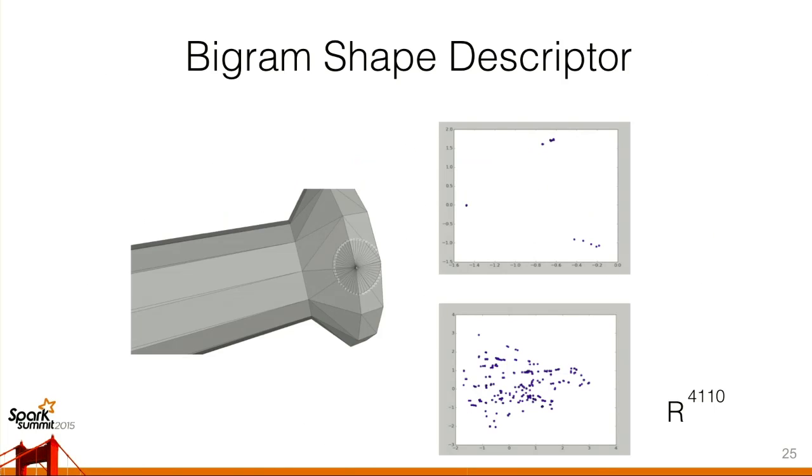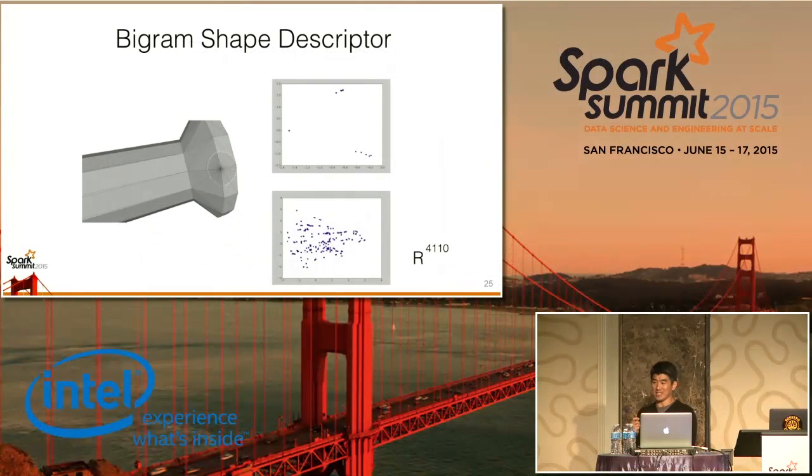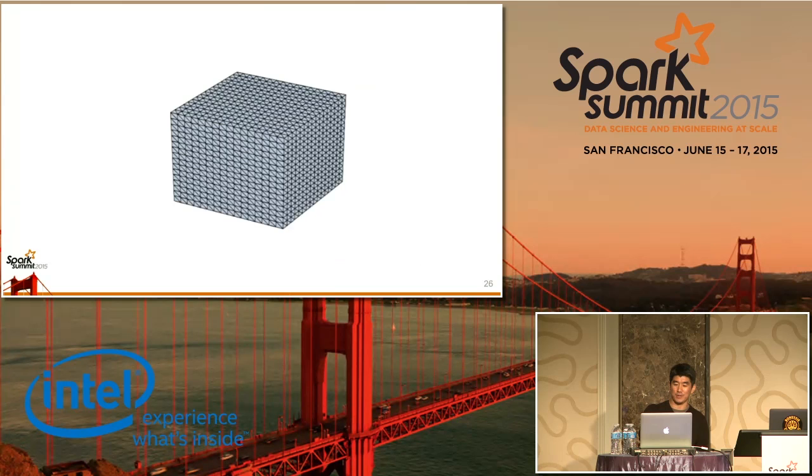To get local features, we look at the vertices that make up your part, and we try to characterize the local shape around those vertices. We find that if we look at pairs of vertices and their local shape, we get a very nice local descriptor, hence the name bigram shape descriptor.